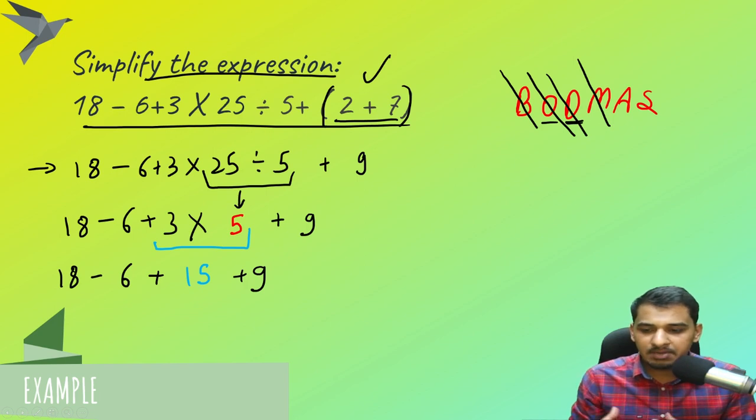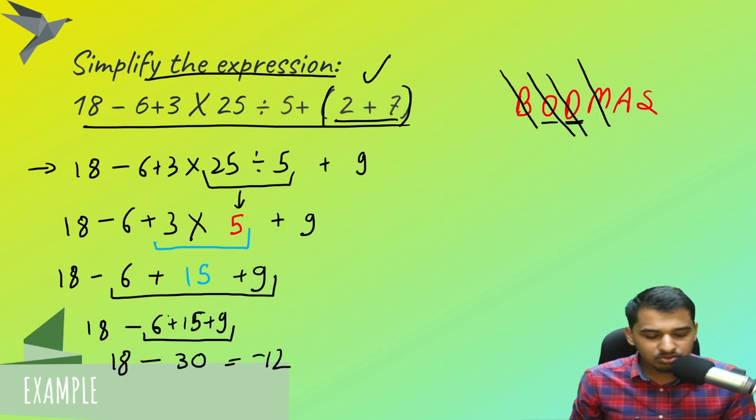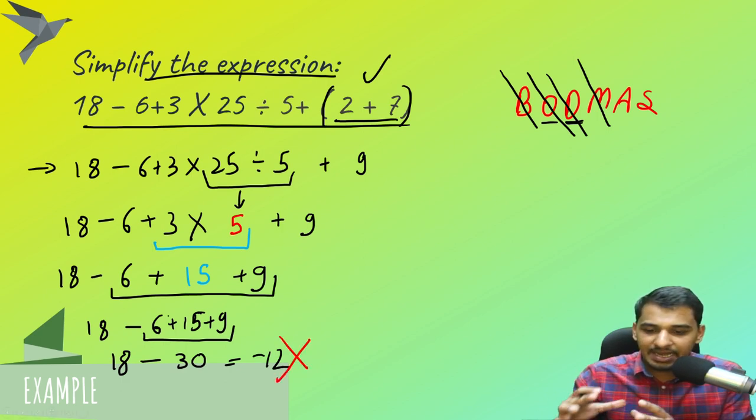And now comes the tricky part. Here many of the students make a mistake. So now they will do addition. So what they will do is 6 plus 15 plus 9 minus 18. And how much is this? 6 plus 15 plus 9, if I'm not wrong, comes out as 30 minus 18. And this will come out as minus 12. But this is wrong. Many of the students will make this mistake and write the answer as minus 12, which is wrong.